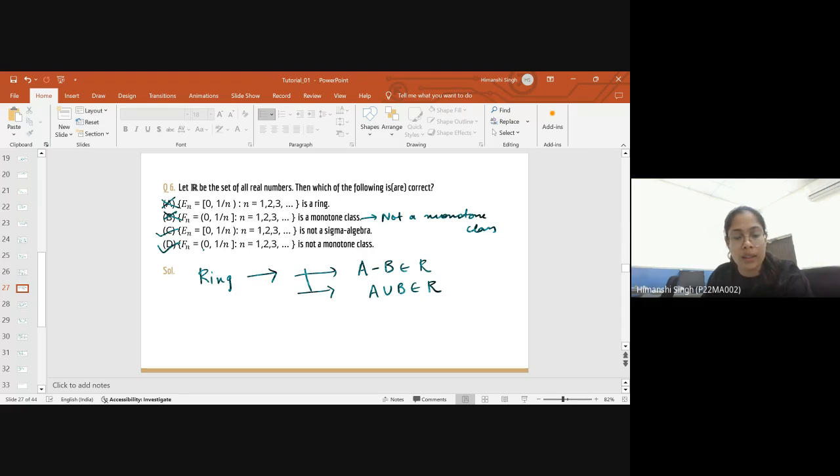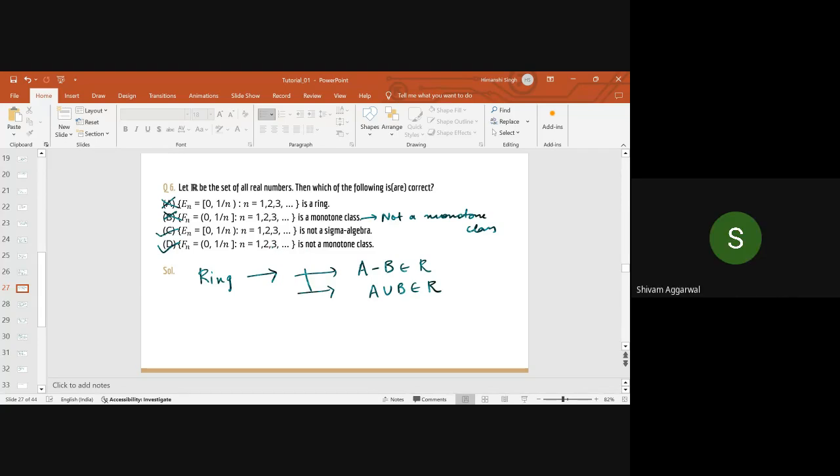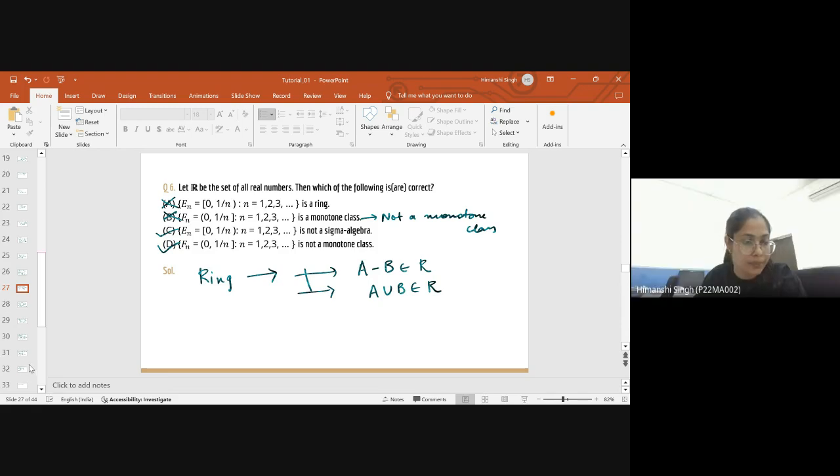This collection of subsets, Fn, is not a monotone class. I hope it is clear. So options C and D are correct.